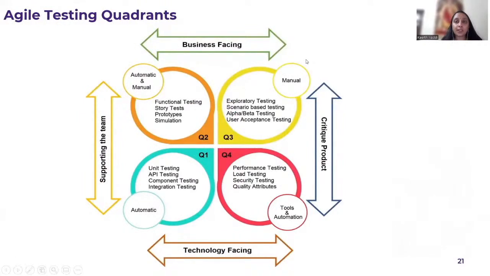And this is one of the testing quadrants which we follow in Agile. In Q1, we follow the automatic quadrant, where we do all automation at the code level to make sure that code quality is good. For Q2, we consider functional testing and story testing, and here we make sure that automation and manual both are taken care of. Simulators and emulators are used for this automation and manual testing.